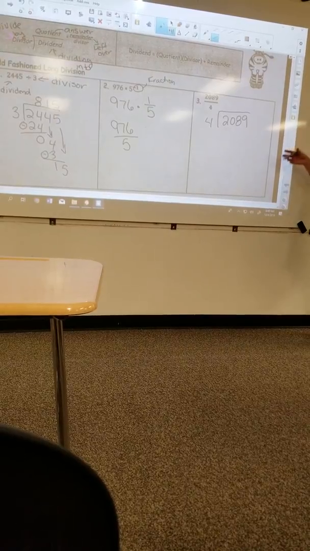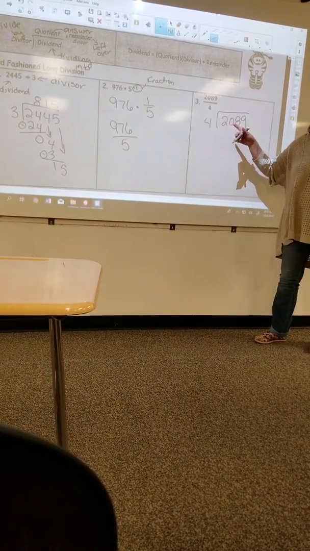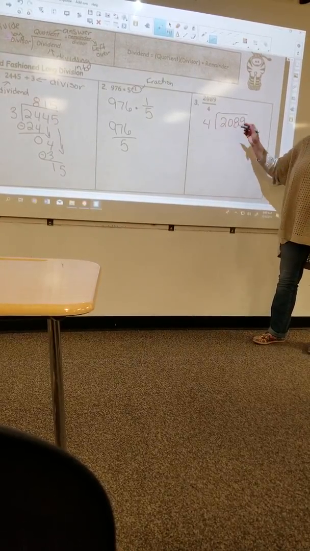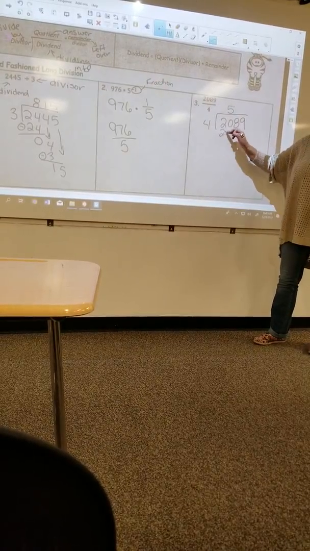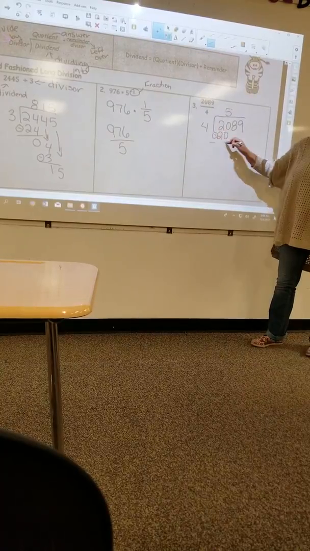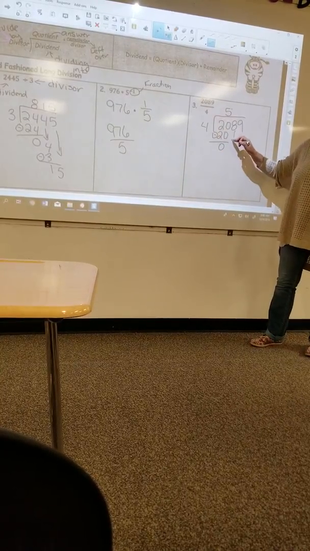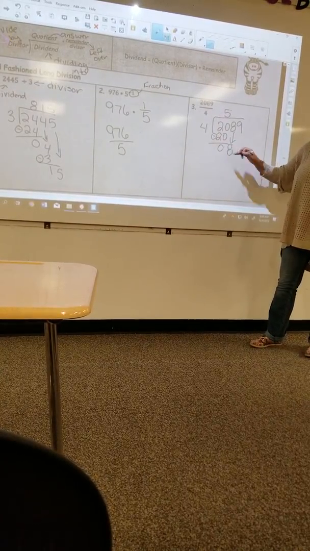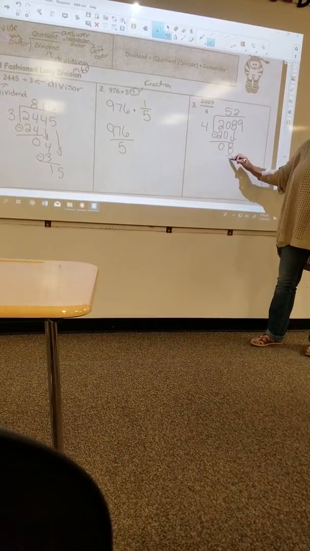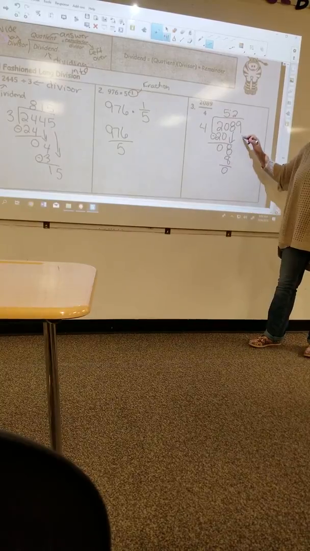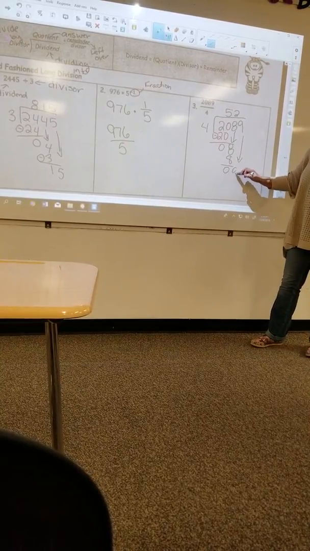So let's do this one all the way through. 4 goes into 2. It doesn't. 4 goes into 20 how many times? 5. So 4 times 5 gives you 20. Remember, you subtract, so that goes to 0. Bring down the 8, which goes in 2 times. 2 times 4 is 8. Subtract. That's another 0. Bring down your next term.